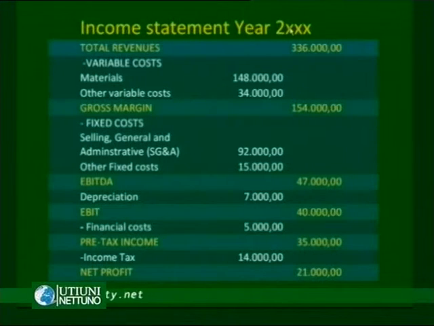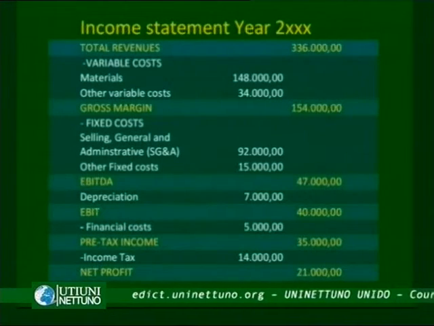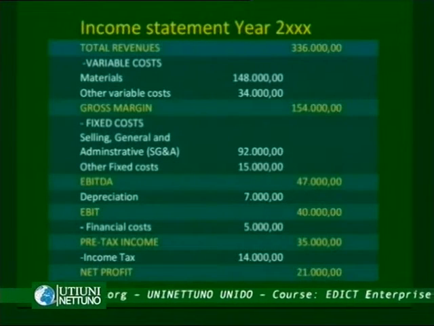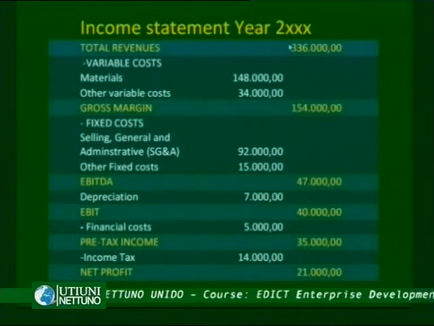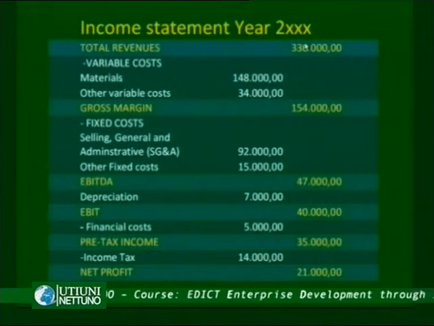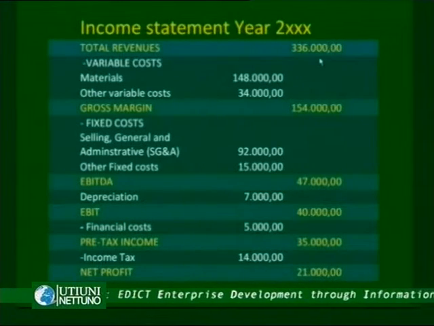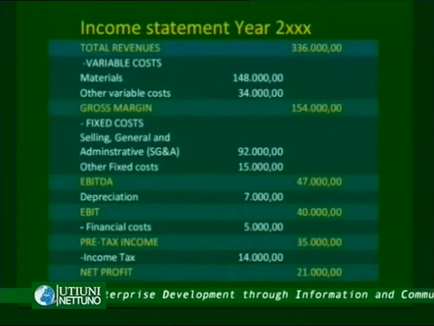This income statement can refer to a generic year. That year is indicated as 2XX. That could be 2012, for example. So this will be the income statement projected for this investment for the year 2012. The first line that we can see in this income statement is the revenues that are generated by the project in that year.